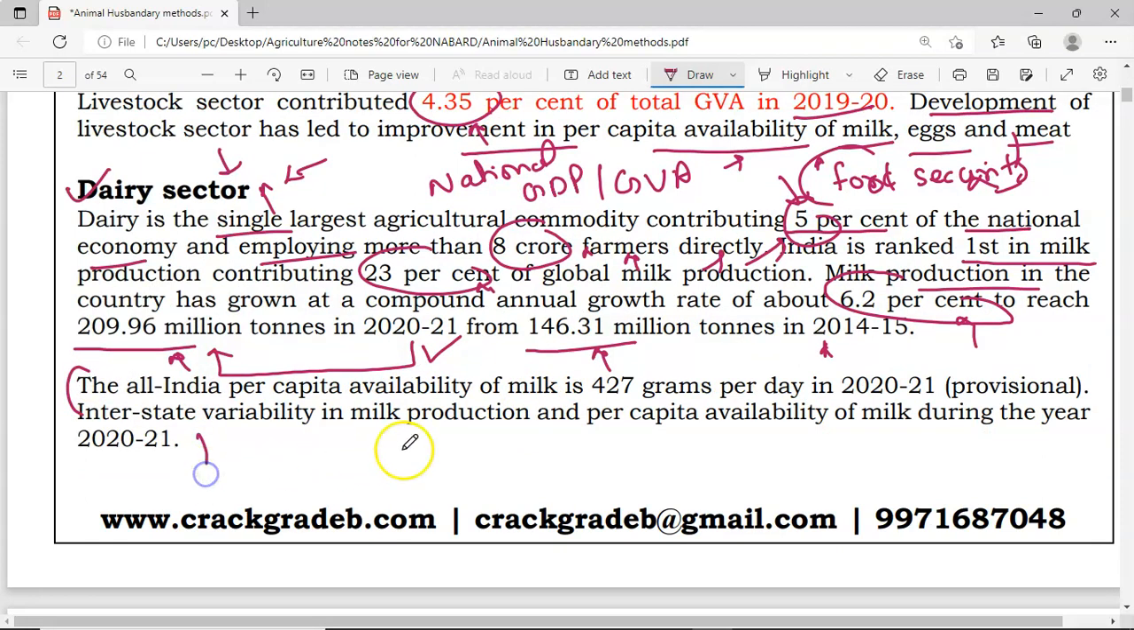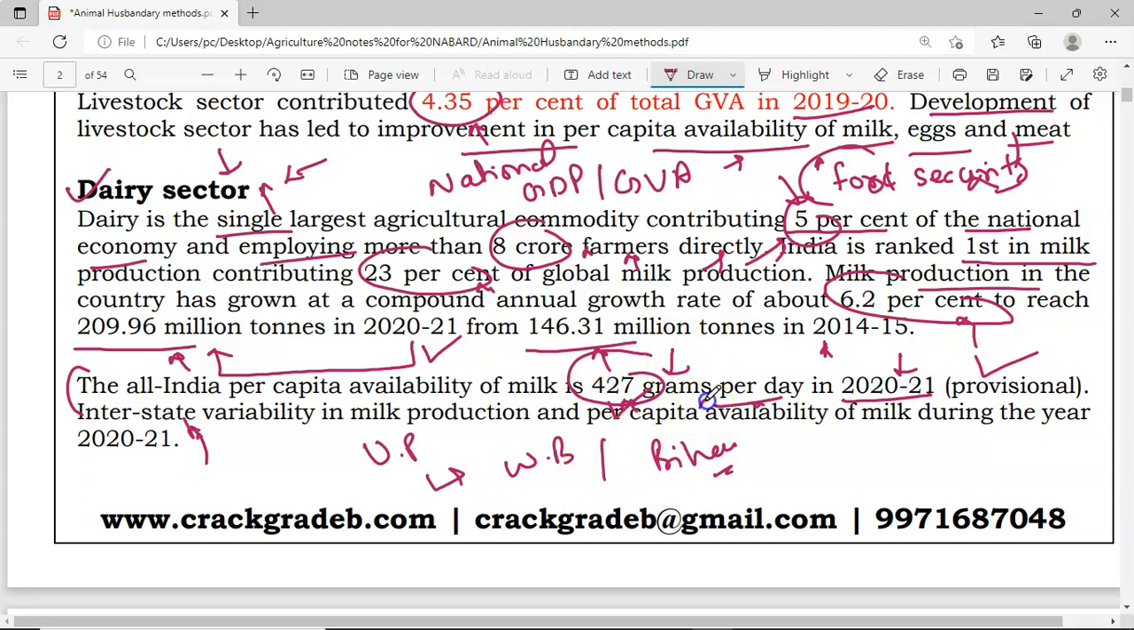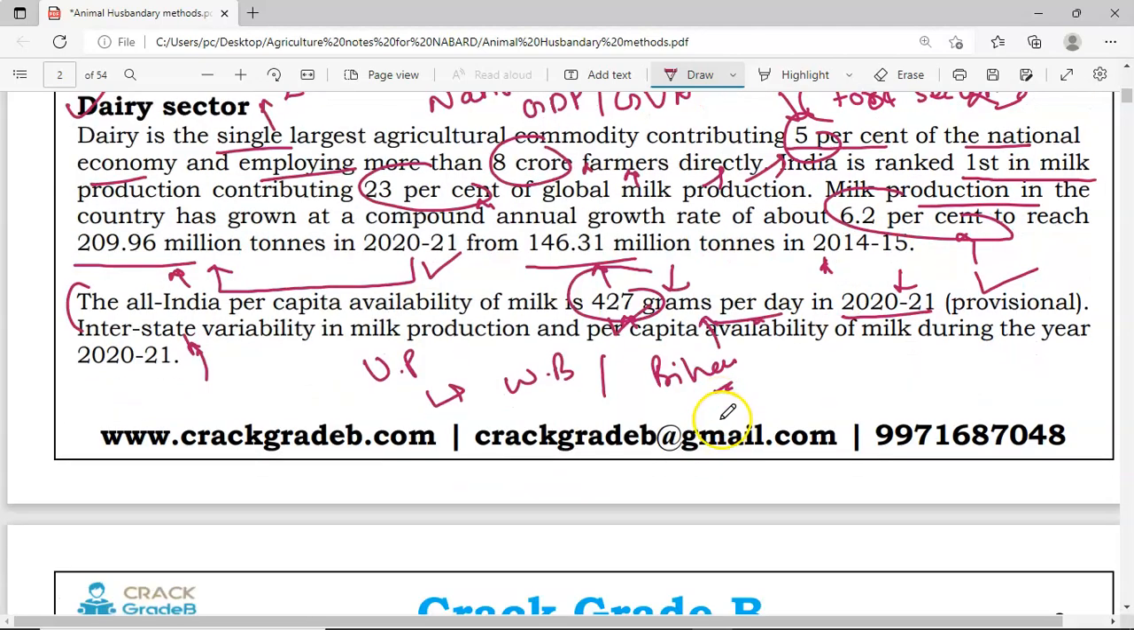This is a fact. Today, as per the Economic Survey 2020-21, this is provisional data: per capita availability of milk is now 427 grams per day per person, and it can vary with the state. Varying with the state means UP has a different per capita availability of milk compared to West Bengal or Bihar. But it is a national average, and this is 427 grams per day.